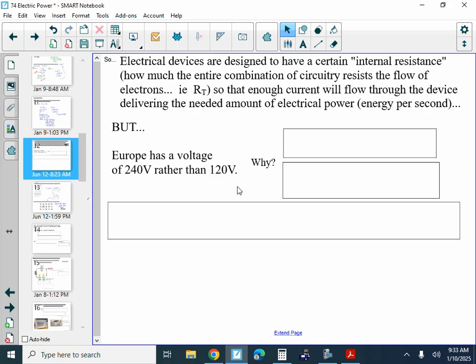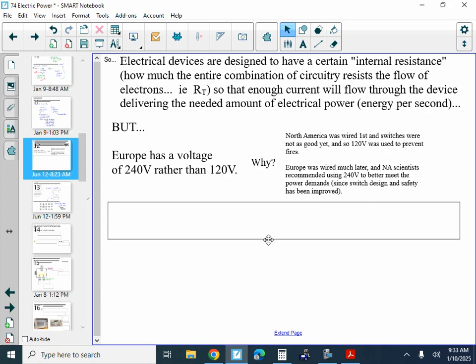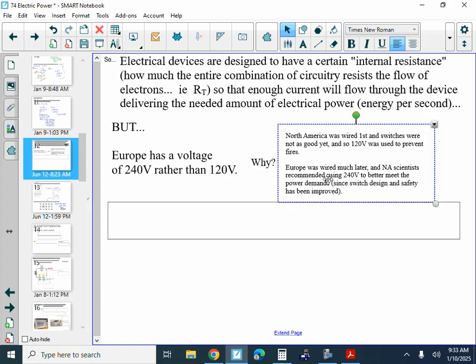So if you look at Europe, they have 240 volts rather than 120 volts. And the reason for that is because North America was wired first. Switches weren't great. They didn't want to have fires. There was sparking. Ever sometimes you flip a switch in your house, you might hear a little electrical flash or a spark. It's inside of a metal box, so it's not bad, but sometimes a little bit of dust gets in there. So switches weren't great, and so they used 120 to keep it as safe as possible. Europe was wired a lot later on.